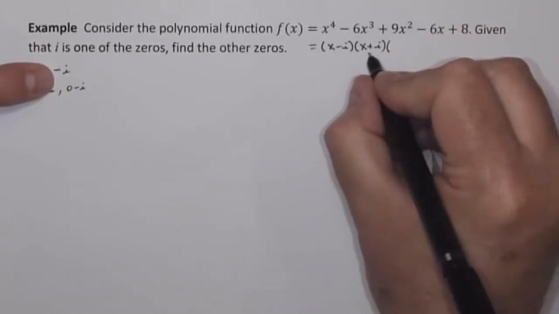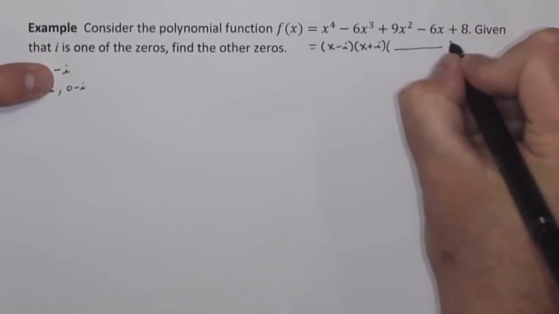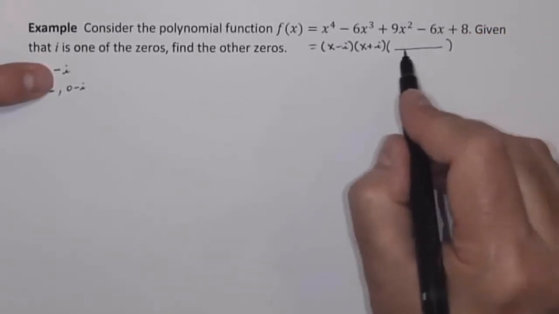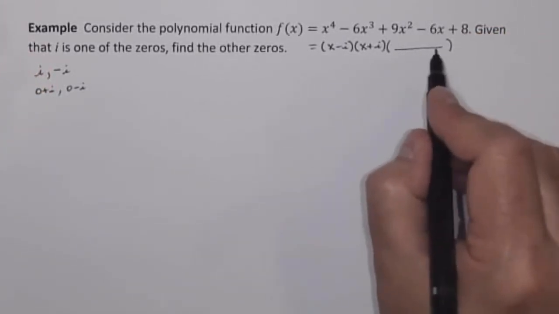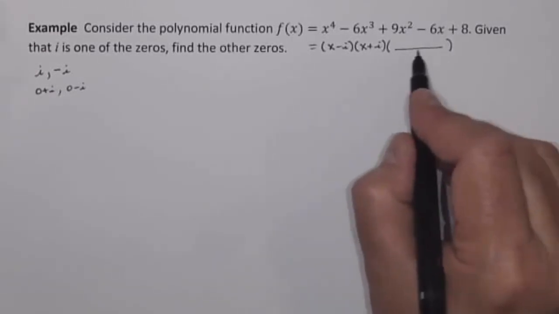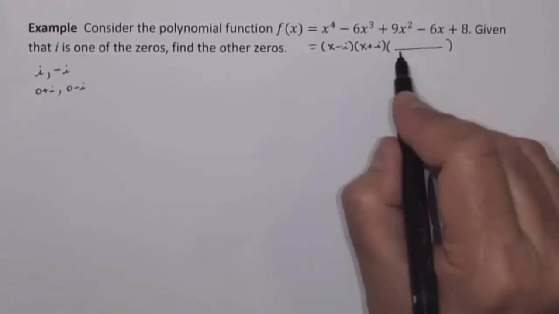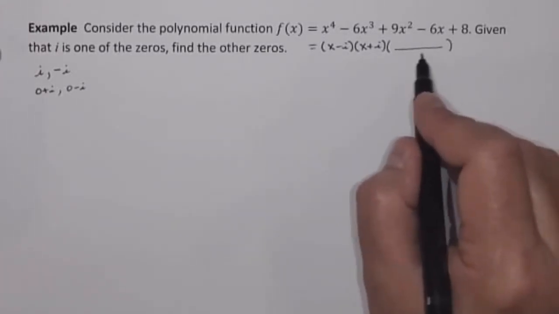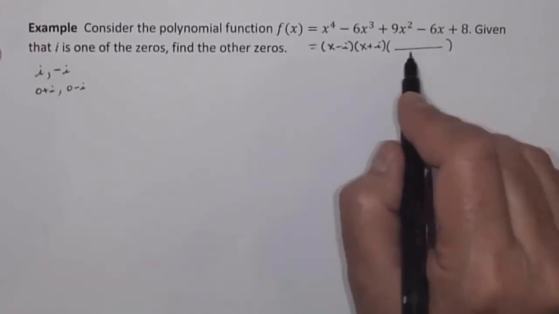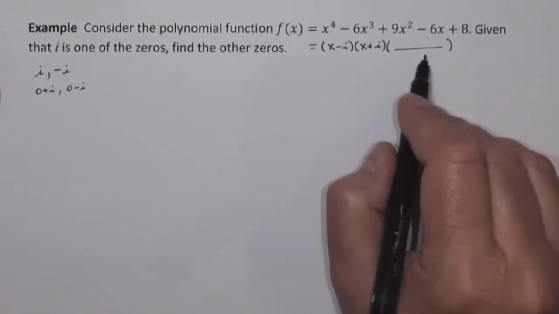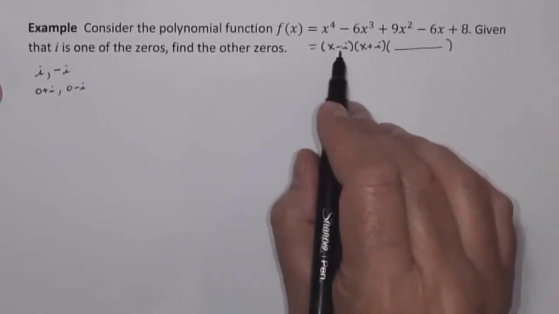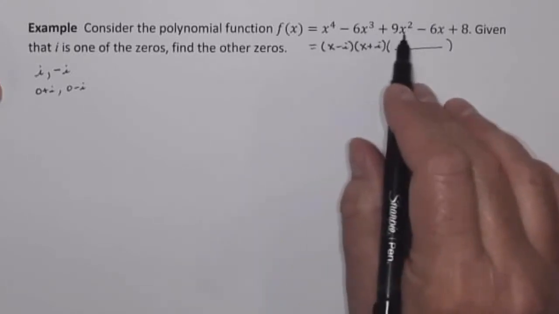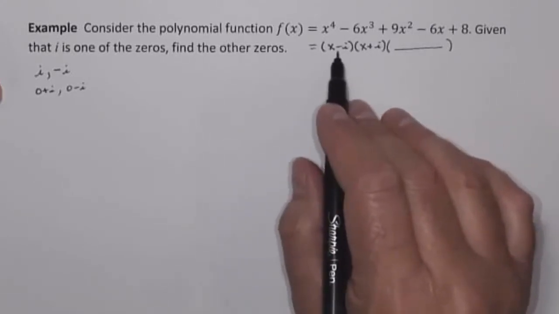So this is going to equal x minus i times x plus i times something. And we want to figure out what that something would have to be. And incidentally, what would go inside the parentheses here would be a quadratic polynomial. And we'll see that in just a minute. So I want to figure out what this is. And so to do that, I'm going to divide the polynomial by the factor x minus i.